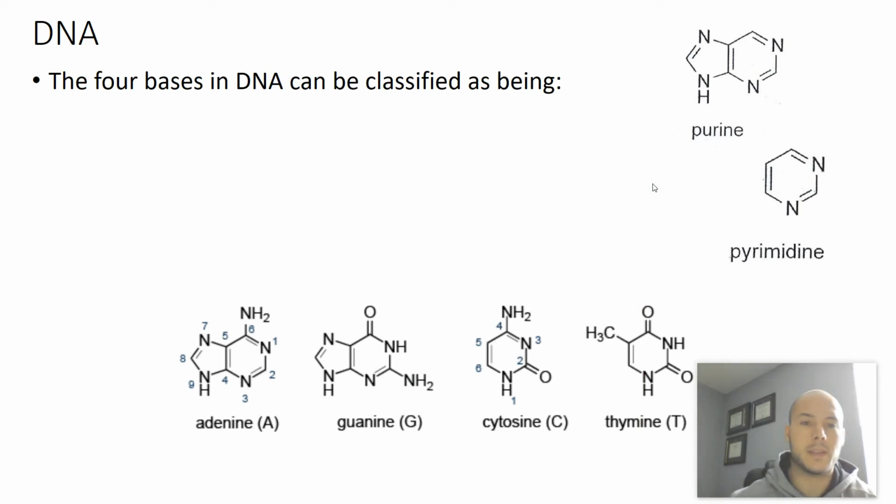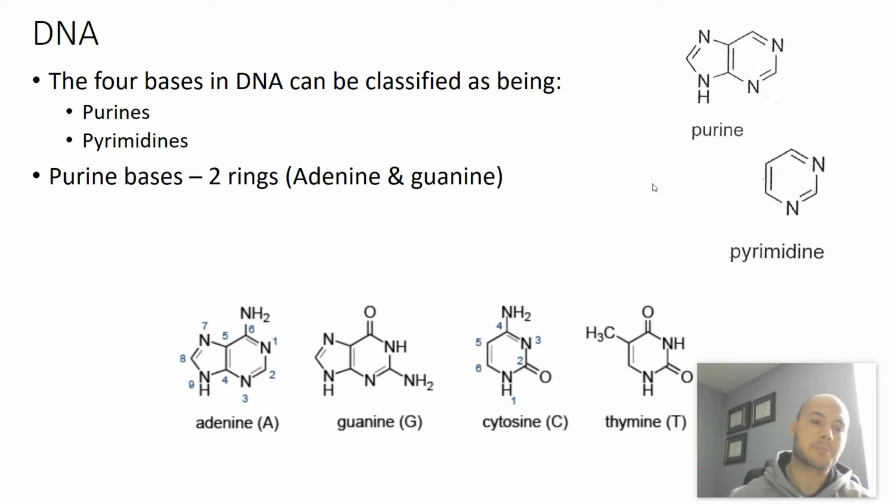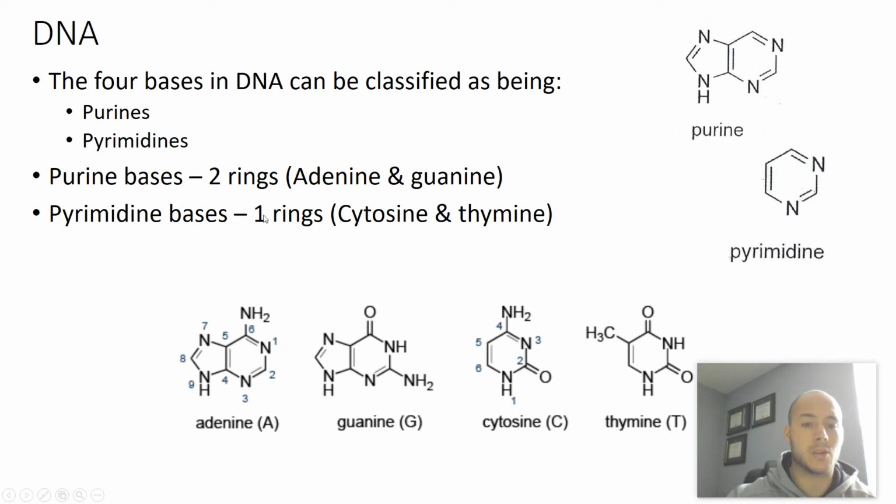Now, the four bases in DNA can also be classified as being purines or pyrimidines. And there is a way to remember these as well. It's a little more confusing than my shopping at Gucci, but we'll get through it. And again, if you think of anything better, feel free to let me know. So purine bases have the two rings, the adenine and the guanine. Those are both our purine bases, the two ring structures. Whereas the pyrimidine bases are one ring structures, cytosine and thymine.